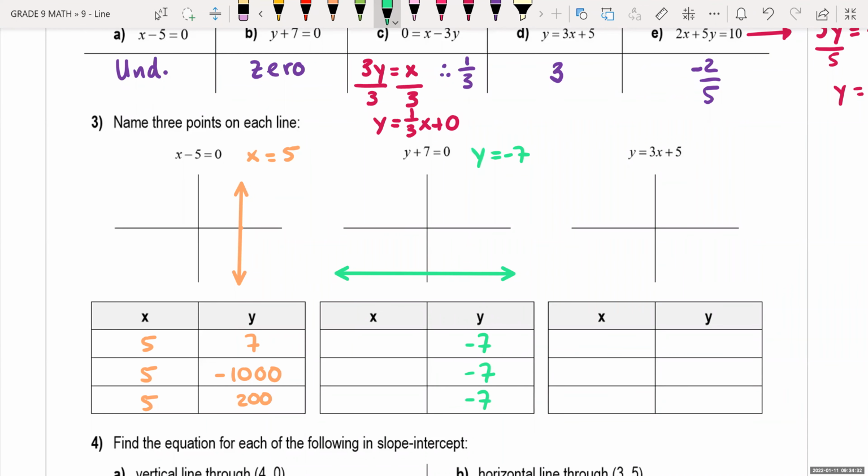And for my x value, I could pick anything in the world because it's going to cover everything. I could put -1, I could put 10, I could put 50. So be creative with the x's. You can put anything you want.